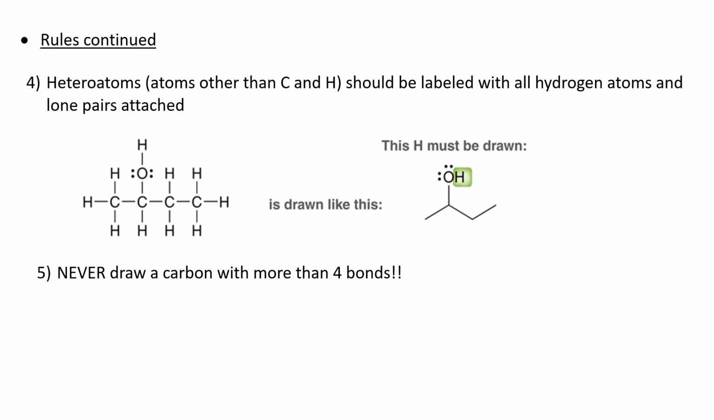Any atoms other than carbon that contain a hydrogen should be labeled with all of the hydrogen atoms. Do not omit hydrogens on atoms other than carbon. And finally, never draw a carbon atom with more than 4 bonds. Do not exceed the octet rule.